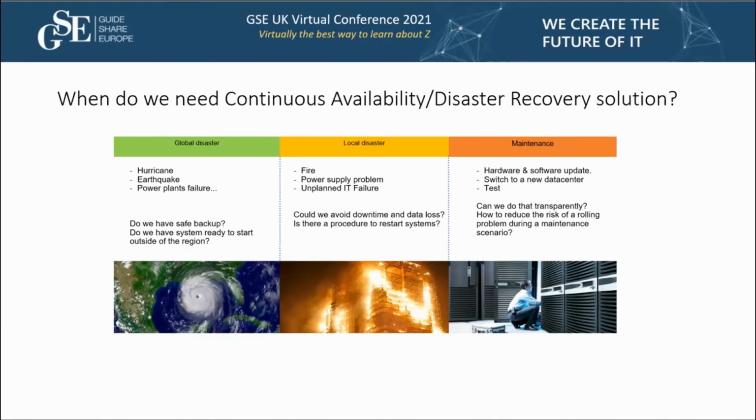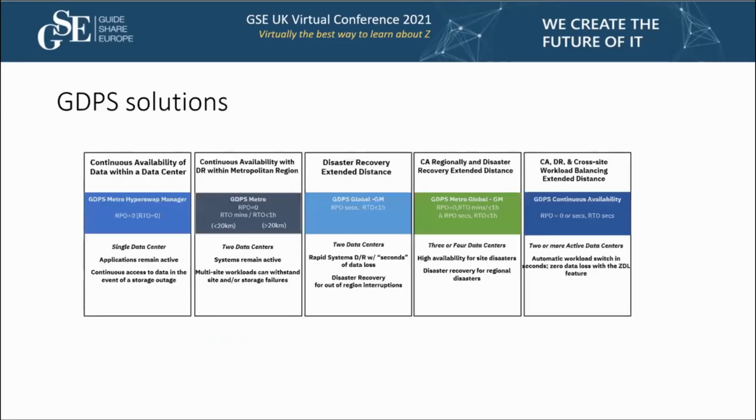And finally, last but not least, there are also maintenance scenarios. That's a kind of event that is going to happen more frequently than the two previous ones. For instance, upgrading a hardware component such as a disk bay or updating a piece of software. These activities must not be disruptive, and they must not lead to the introduction of new problems and failures during the maintenance scenario. So this is why GDPS is offering this solution.